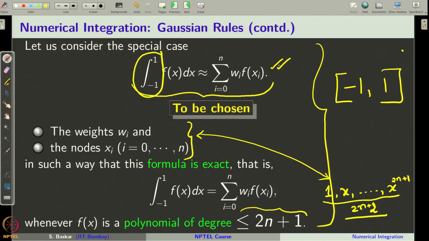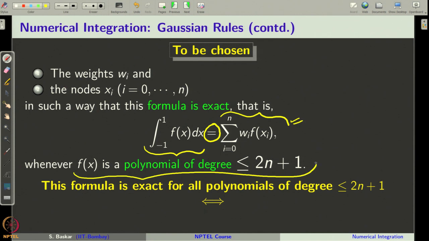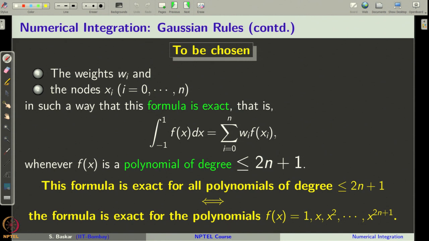So, let us try to derive the Gaussian rules for the integral from minus 1 to 1 of f of x dx. Later, we will transform it to any integral a to b of f of x dx. Let us keep this restriction in mind and go ahead. So, we want to evaluate this integral and we want our quadrature rule in this form. We will assume that this quadrature rule gives the exact value if the integrand f happens to be a polynomial of degree less than or equal to 2n plus 1. That is equivalent to imposing this condition on the monomial basis only. That is, we will impose the condition that this quadrature formula is exact for the integrands 1, x, x square, up to x to the power of 2n plus 1. So, that is the final condition that we will be imposing.